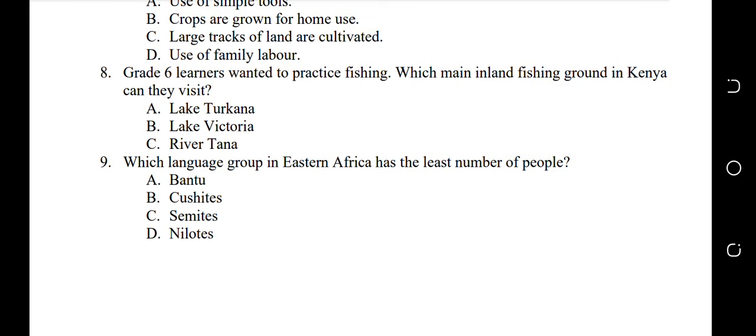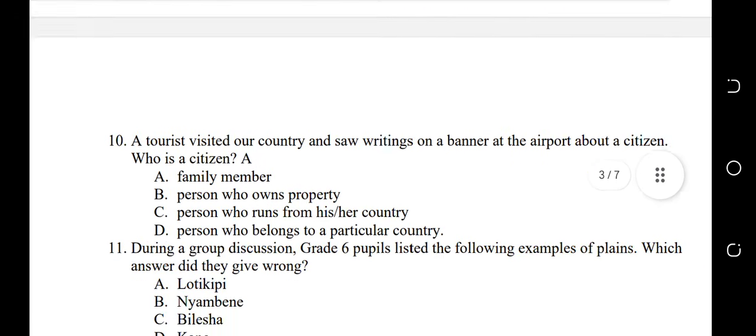Number 9. Which language group in Eastern Africa has the least number of people? We have Bantus, Kushites, Semites, and Nilotes. Now, this is Semites. Bantus are a lot. Kushites are a lot. Nilotes are a lot. But Semites are not many, because remember, there are very few Semites. But the rest are a lot.